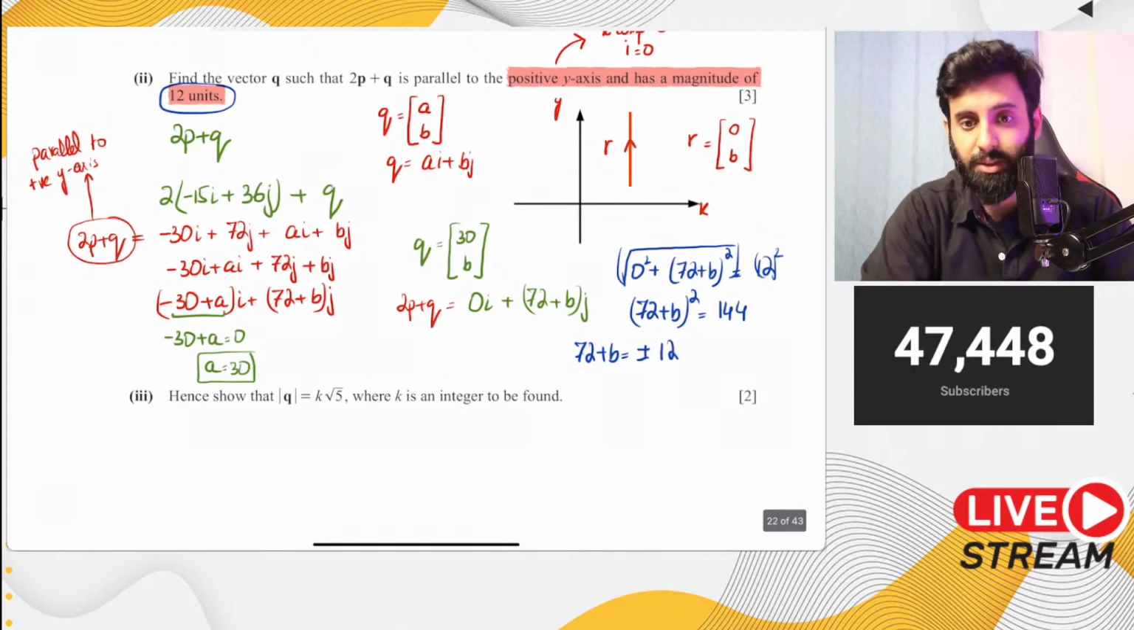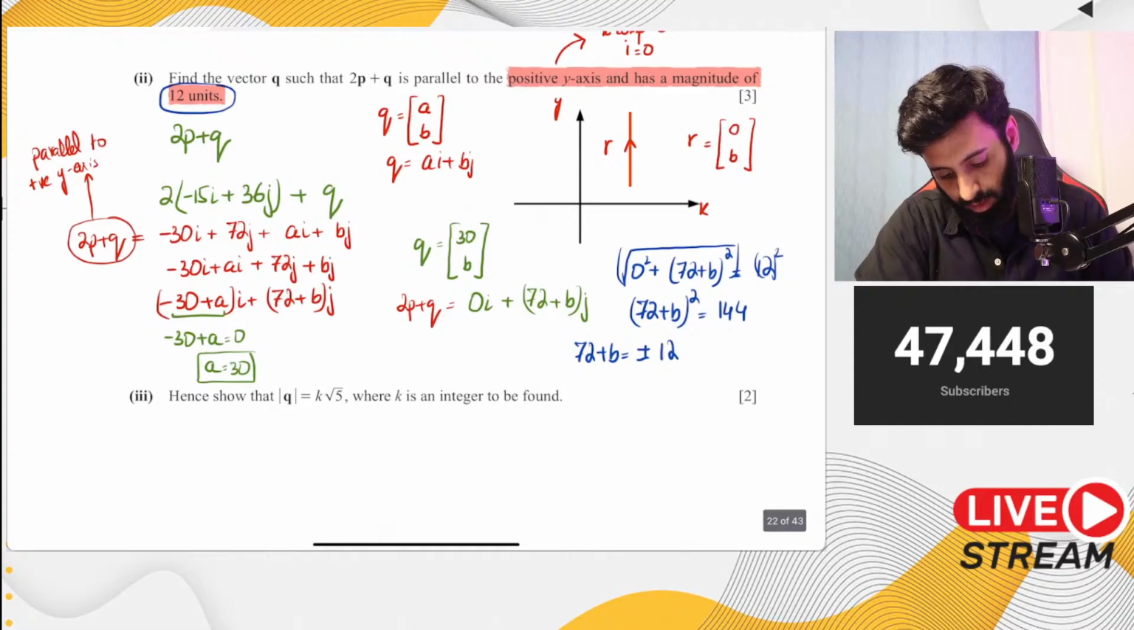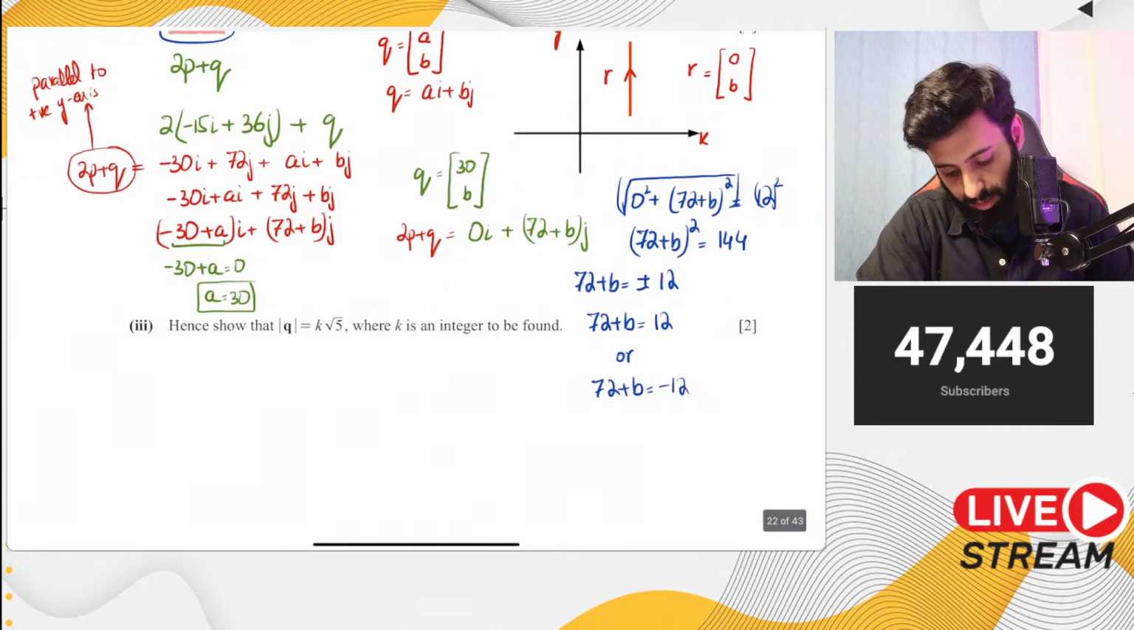72 plus b is equal to plus or minus 12. Now let's see, 72 plus b is equal to what? Is equal to 12, or 72 plus b is equal to minus 12. Now we get two values of b. Let's find out the two values one by one.